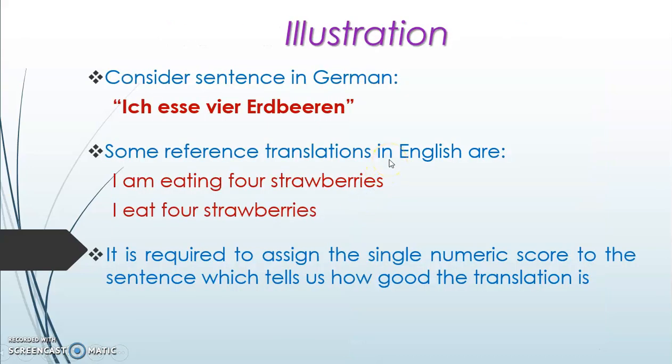Now, we see an illustration. Consider a sentence in German, Ich esse 4 Erdbeeren. Some given reference English translations are, I am eating 4 strawberries or I eat 4 strawberries. Now it is required to assign a single numerical score to this translation that tells us how good it is.